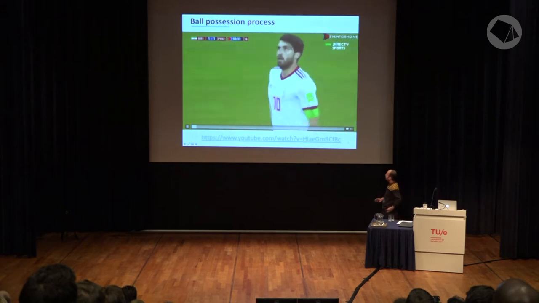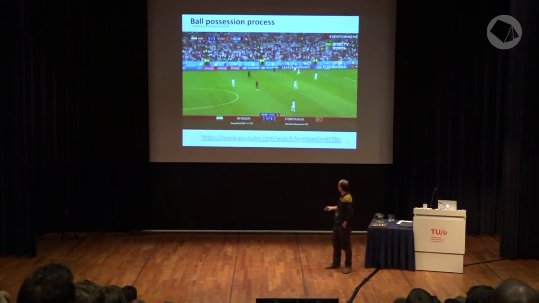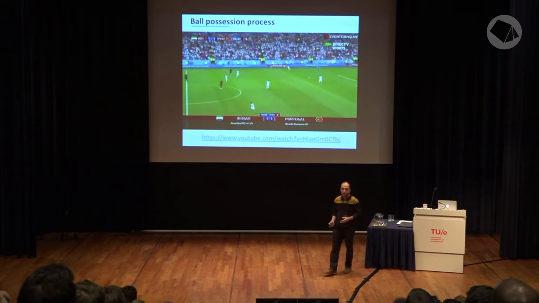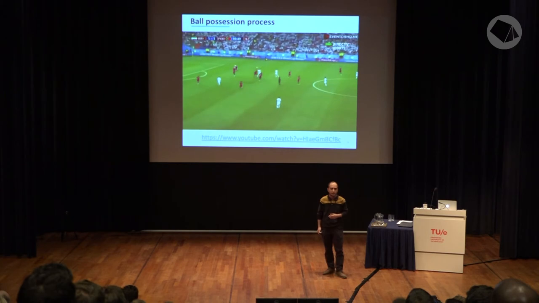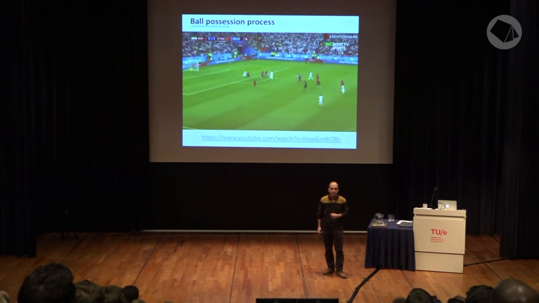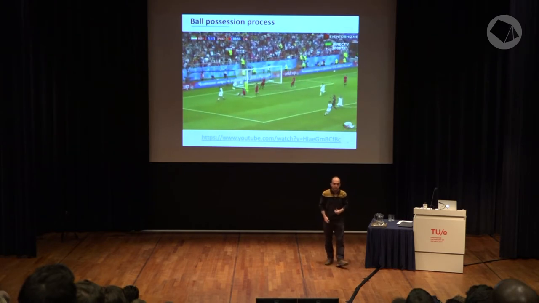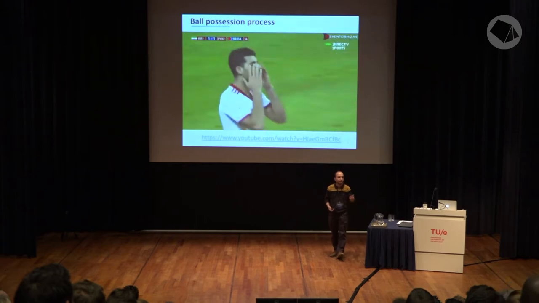Here I just show an example of how it looks. The white team, Iran, is starting the possession, so they start by taking some actions. The actions can be a pass, a long pass, or multiple actions that they take consecutively until, in the end, they lose a chance to score in the last minute. So this is the process that I have defined: starting, taking some actions in a sequence, and then it ends with a specific result.